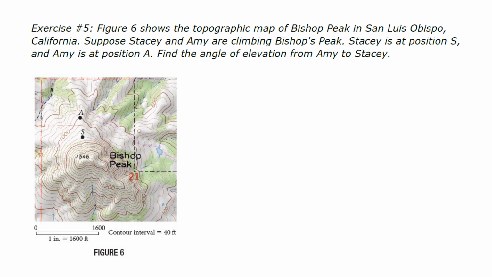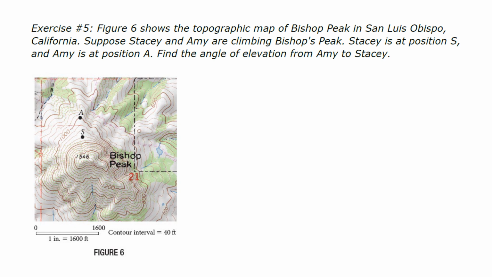Exercise number 5. Figure 6 shows the topographic map of Bishop Peak in San Luis Obispo, California. I'm probably pronouncing that wrong. Suppose Stacy and Amy are climbing Bishop's Peak. Stacy is at position S and Amy is at position A. Find the angle of elevation from Amy to Stacy.